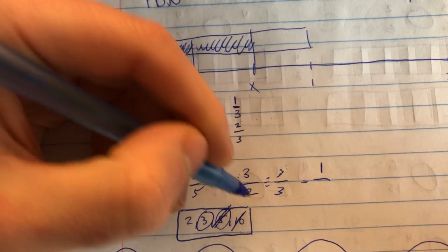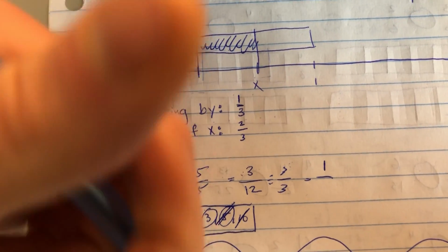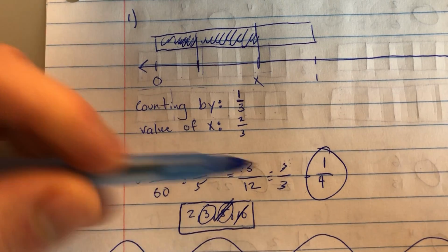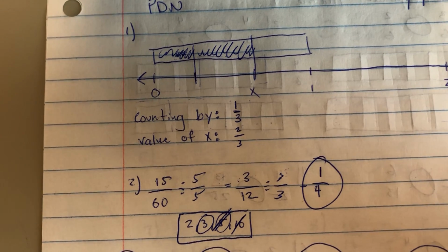3 divided by 3 equals 1. 12 divided by 3, how many times can I roll my 3's till I get to 12? 3, 6, 9, 12 is 4. The fraction 15/60ths reduces to 1/4.